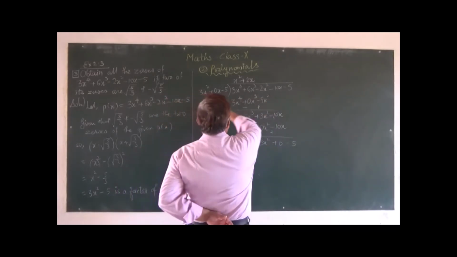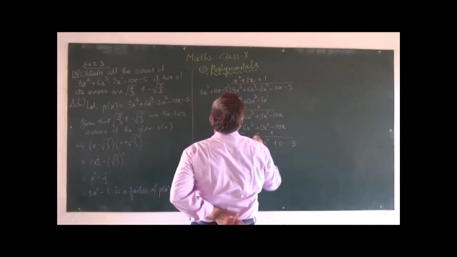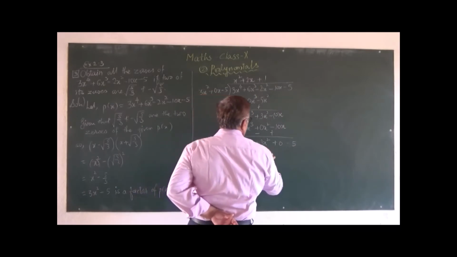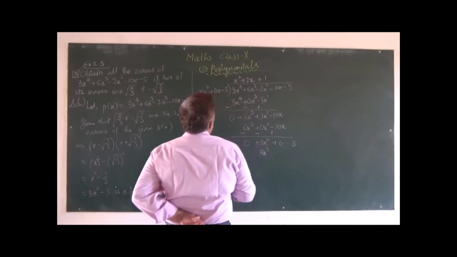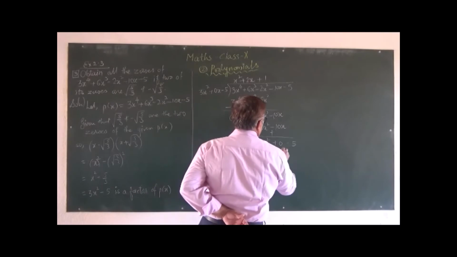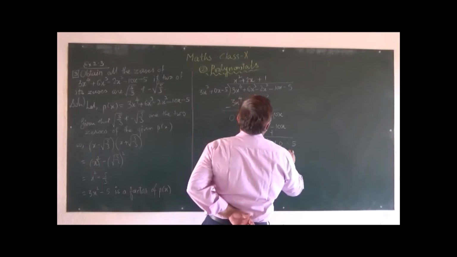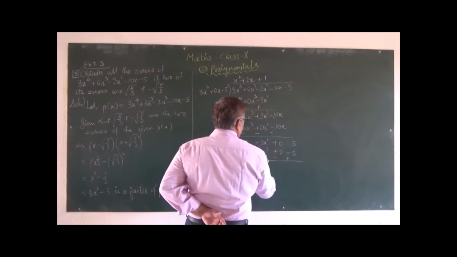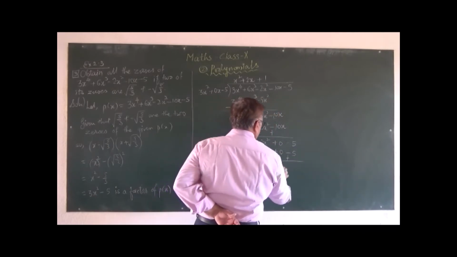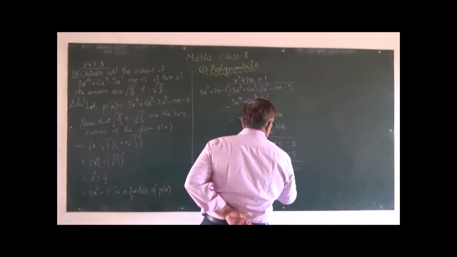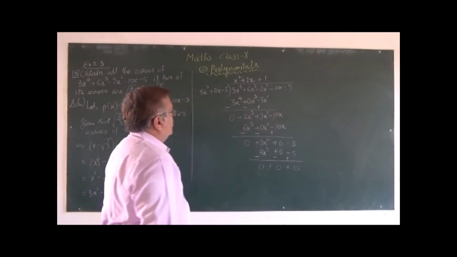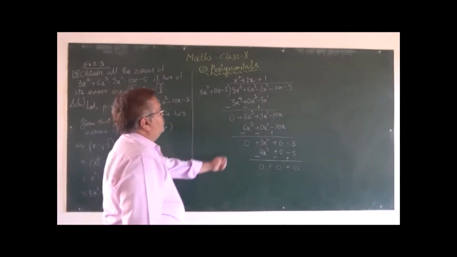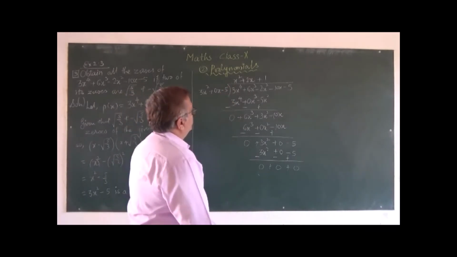So 3x square, already 3x square is there. So plus 1. 1 into 3x square is 3x square. 1 into 0x, so that is 0, and minus 5. So finally, this all turns out to be 0. So remainder is 0. So now what to do? We have to factorize x square plus 2x plus 1.